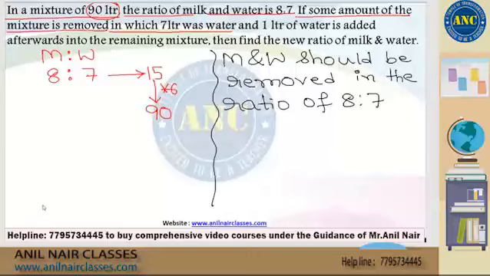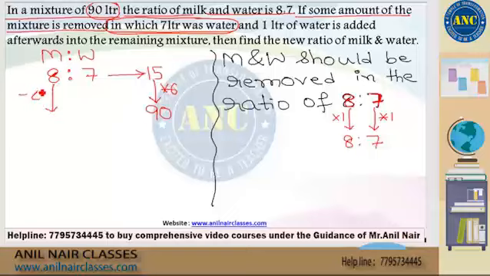But the question says, that means according to the ratio, 8 liters of milk is removed, 7 liters of water is removed. According to the ratio it is. But the question also says, in which 7 liters was water. Whatever I am removing, 7 liters was water. According to the ratio it is 7 liters of water. According to the question also it is 7 liters of water. So that means 8 liters of milk should also be removed. Can I say that from this initial ratio of 8:7, I am removing 8 liters of milk and 7 liters of water?